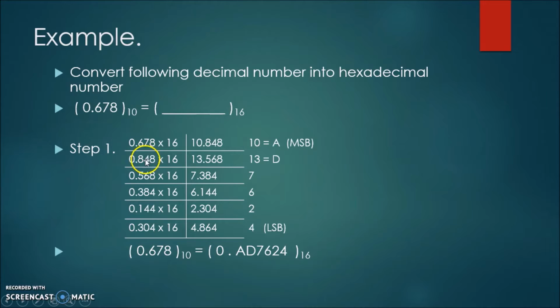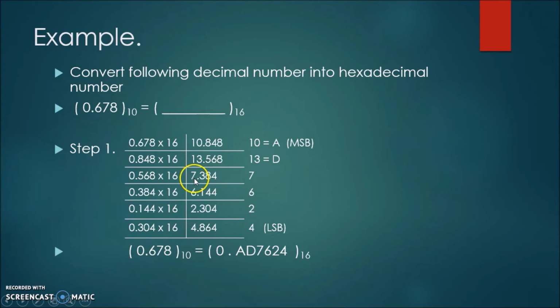Now further, we multiply the remaining fraction by 16. Here again we get 13.568. Let us separate the 13, and the remaining fraction 568 is again multiplied by 16. Now the 13 is considered as D in the hexadecimal number system.